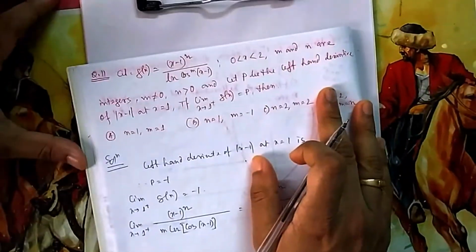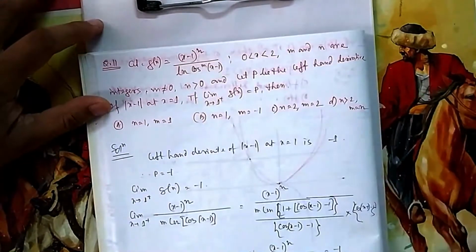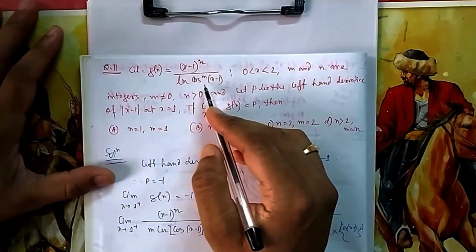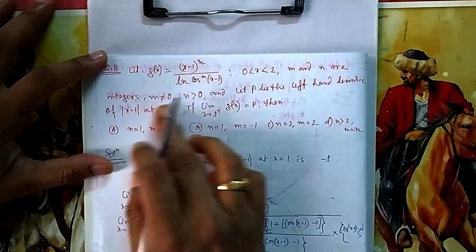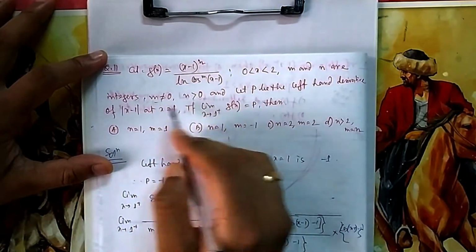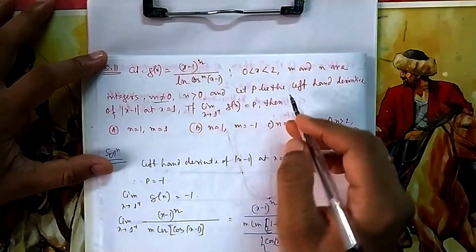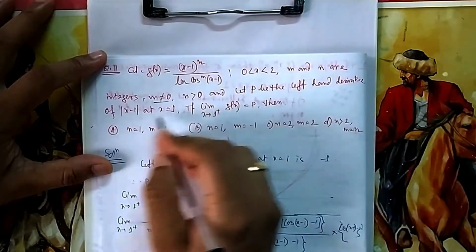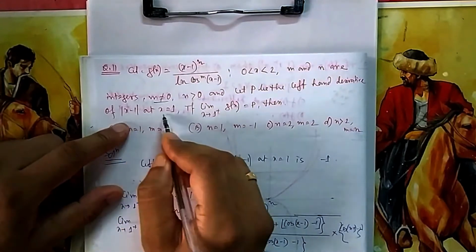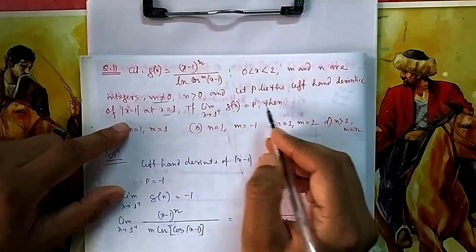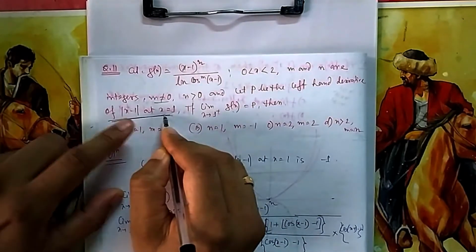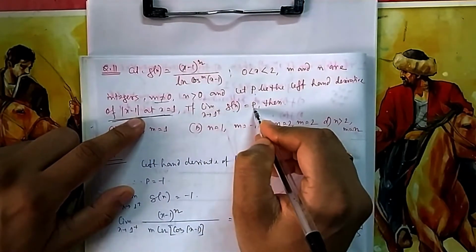So if you come to question number 11, f x is given as x minus 1 to the power n, ln cos m x minus 1, for x lying between 0 to 2. M and n are integers, where m is not equal to 0 and n is greater than 0. Let p be the left hand derivative of mod x minus 1 at x equal to 1. Then the limit as x tends to 1 plus of g of x is given in terms of p. So let us find the left hand derivative of this one. That will give me p, then I can put it here.